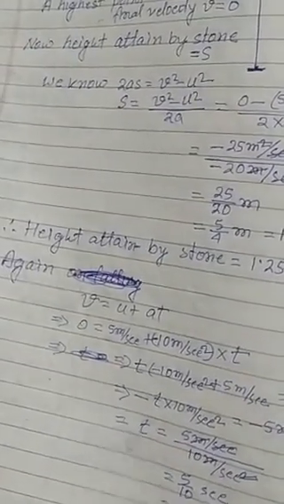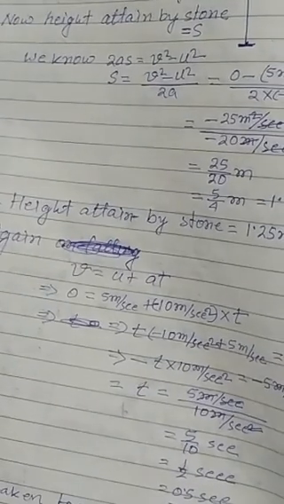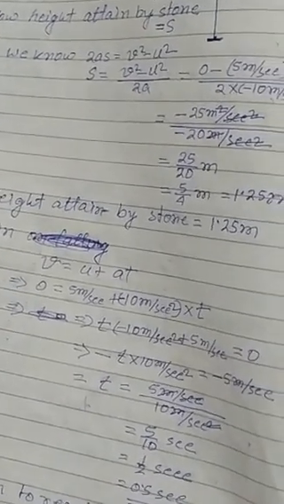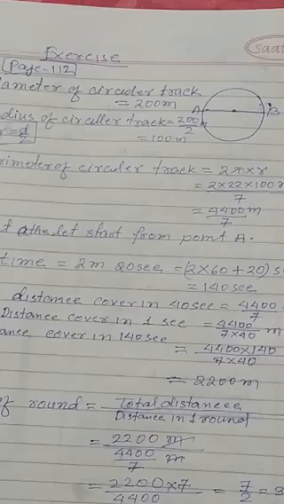And what will be the time taken to reach the height? We know v equals u plus at. Acceleration is given. So the time equals 0.5 seconds. This is like that problem.